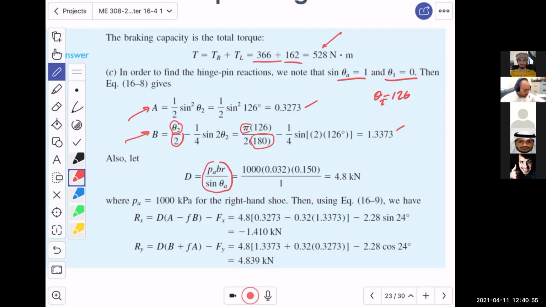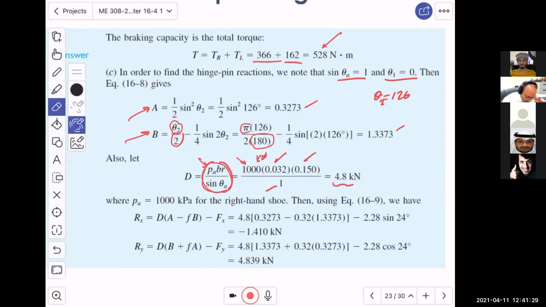Okay, so D here is equal to PA. This is for the right shoe, so we are gonna assume this. We are gonna substitute this one as 1,000. Yeah, and then we multiply the dimension in meters, and because this is 1,000 kilopascal, the result will become, this is actually like a force. So this is going to be 4.8, and it has a unit of kilonewton. Why? Because I put here a kilopascal. If I put pascal only, then this is gonna come into Newton.